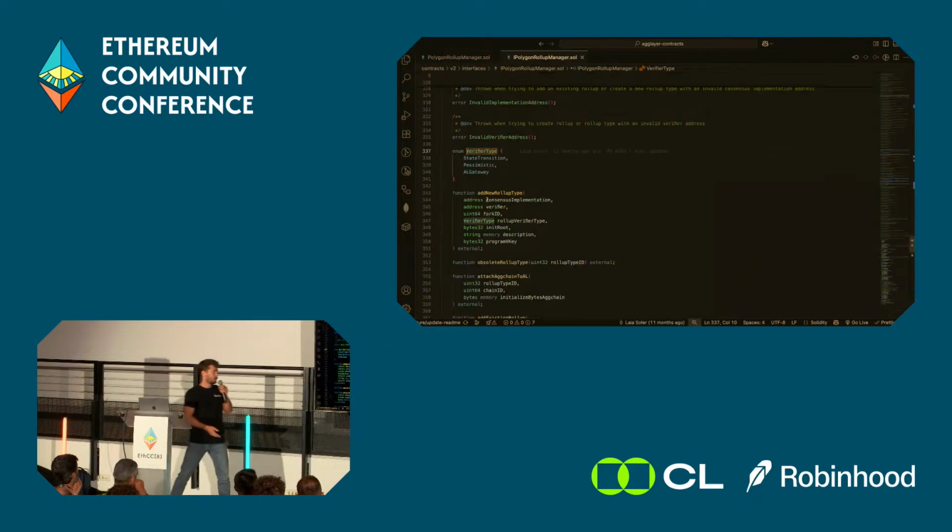The verifier type is an enum with 3 options. The state transition is for chains, for example, like the ZKVM. The pessimistic is for the one I've explained. And the aggLayer gateway, there is the FEP that I explained before, included in this aggLayer gateway verifier type.